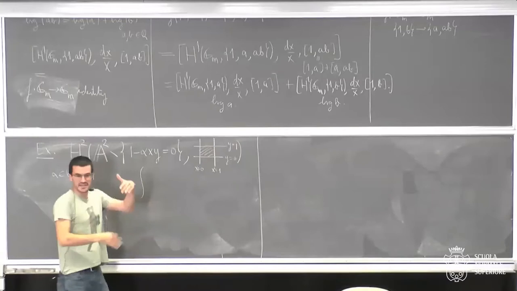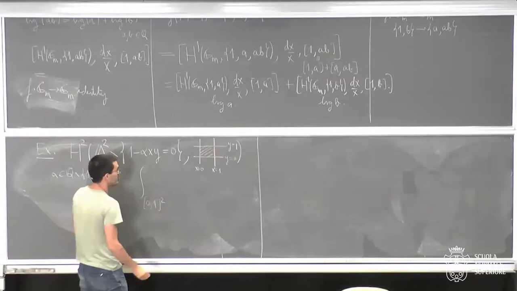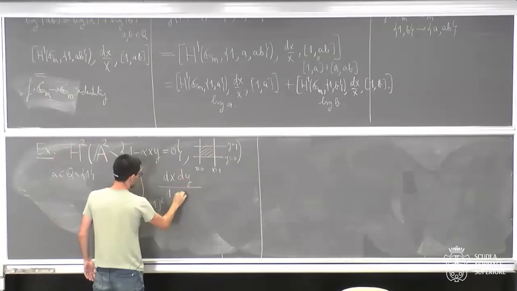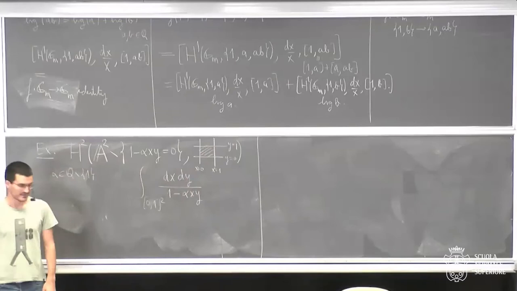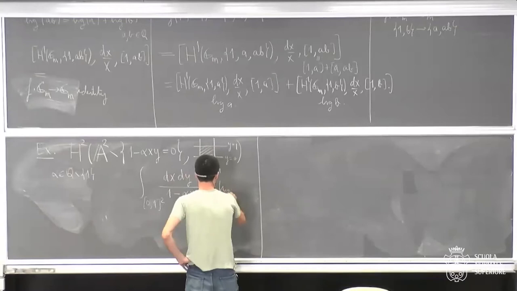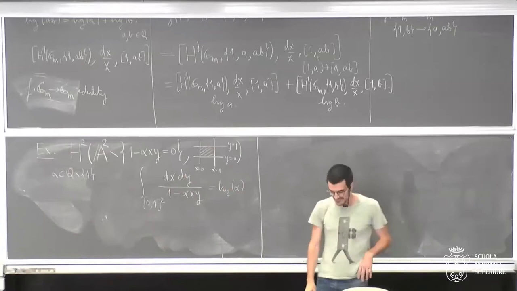So you find the integral on the [0,1] square of dx dy over 1 minus alpha xy. And this integral is equal to the dilogarithm of alpha. So this is a way to realize this as a period.